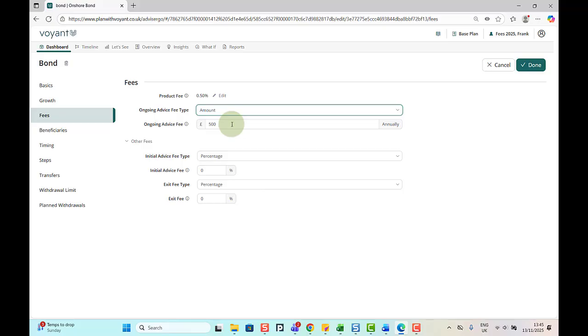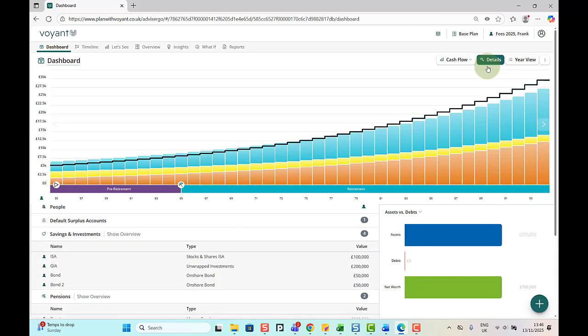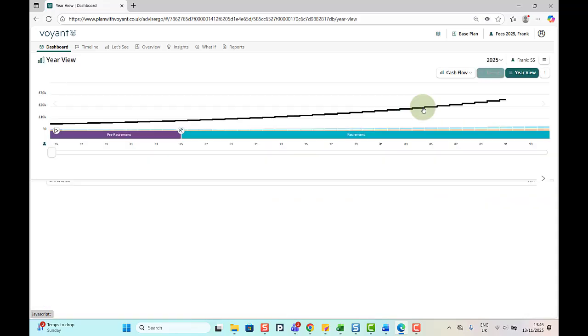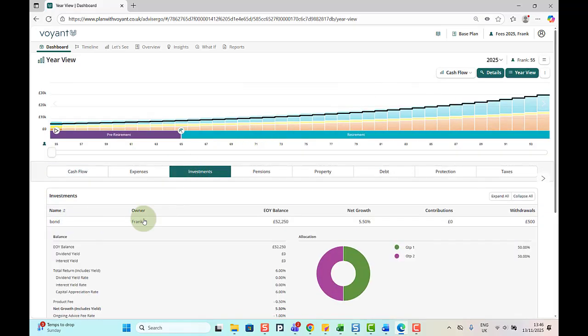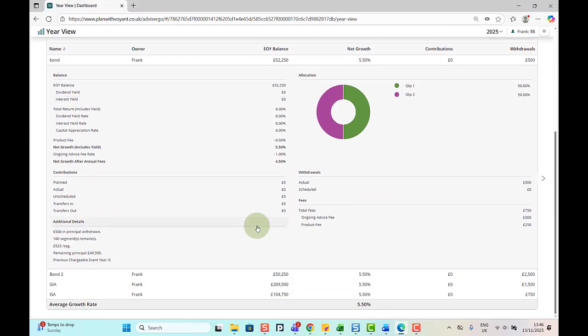The product fee is the same and gets taken from the growth to make the net growth. The ongoing advice fee is fulfilled by selling units. The ongoing advice fees count as a withdrawal, and withdrawals use the principal first. So let me show you what this looks like. Again, I'm going to go to year view, I'm going to go to the investment, and I'm going to go to that first bond, and you can see there my product fee and then the ongoing advice fee.